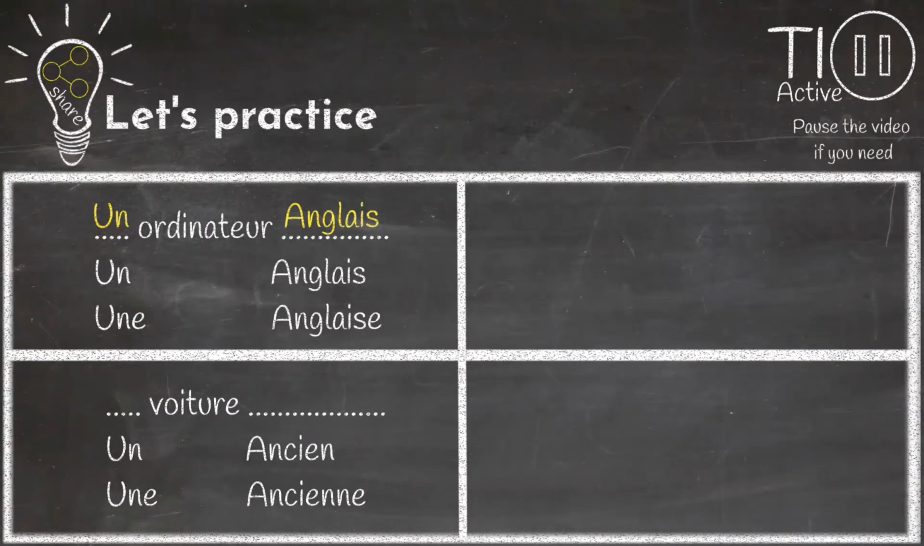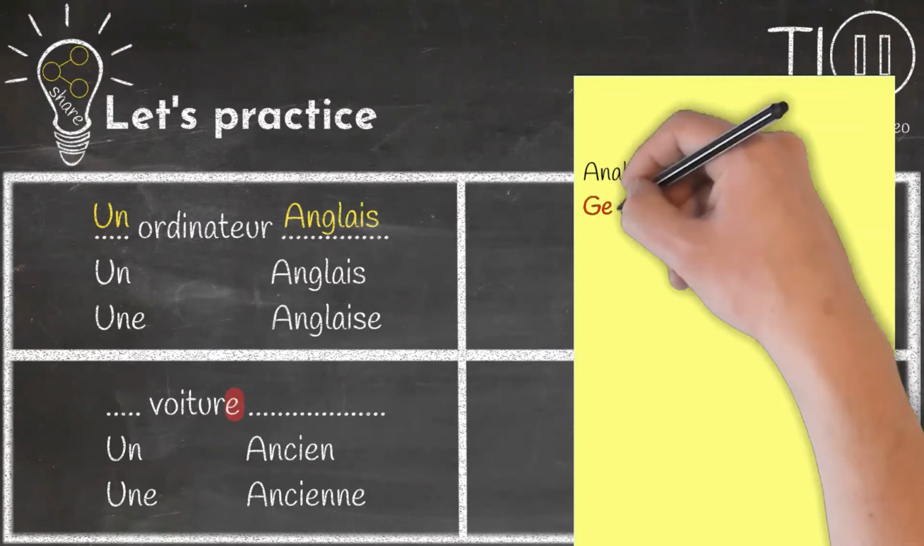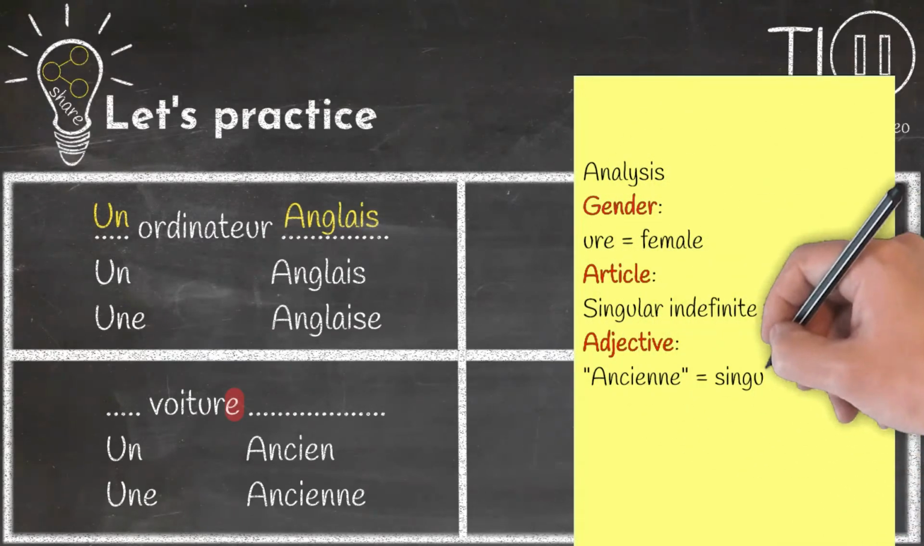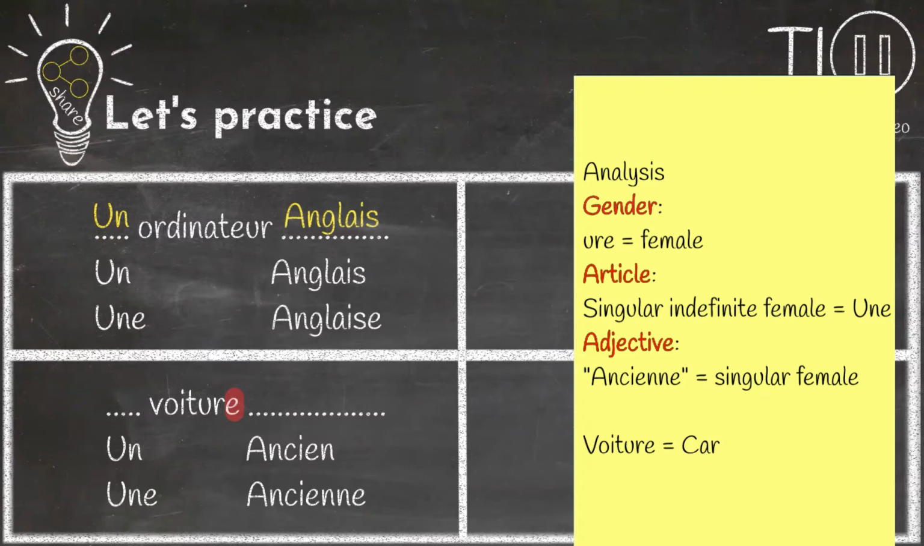So, the noun finishes in E, so probably it's a female noun. But if I watch closer, I see that it finishes in U-R-E, so it is absolutely a female noun. Now, all I need to do is to choose the female article and the female adjective.